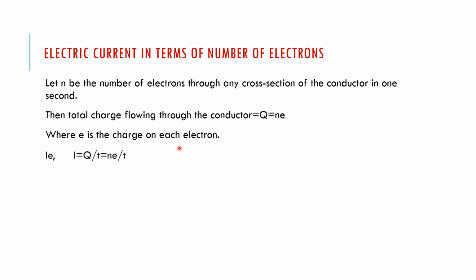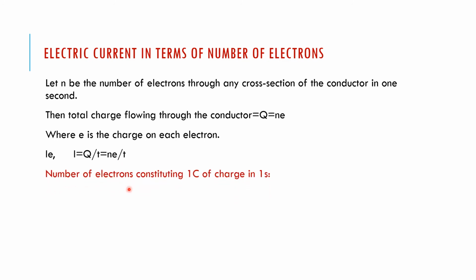So we can rewrite the formula of electric current I is equal to Q by t, replacing Q using this formula, n into e. So you can write I is equal to Q divided by t is equal to n into e divided by t. Just we have replaced Q with n into e. Clear?